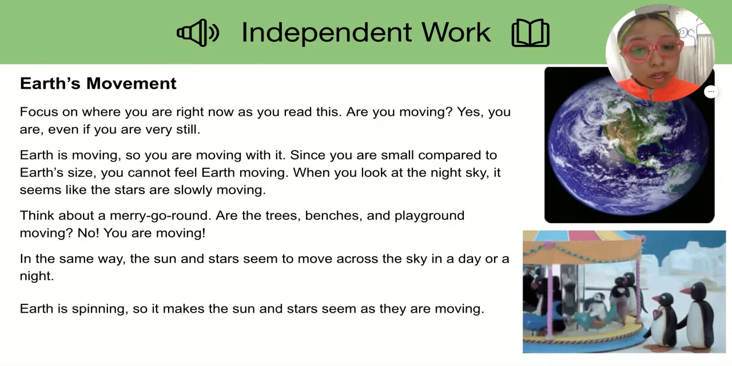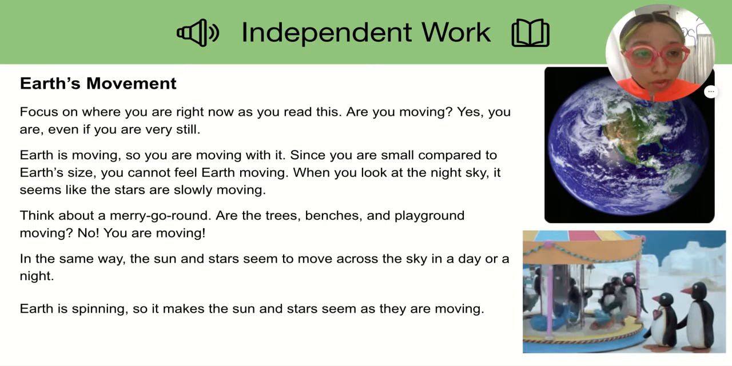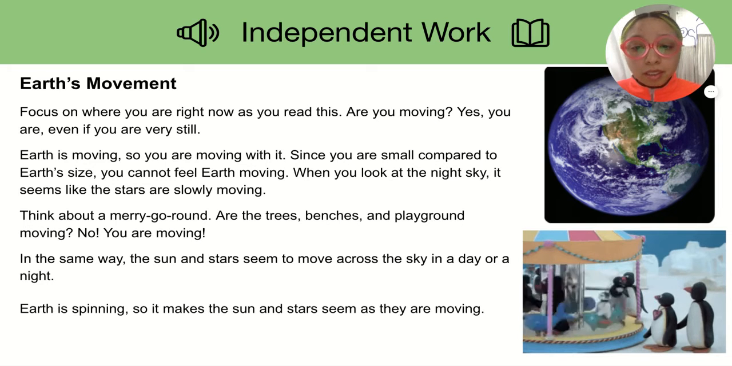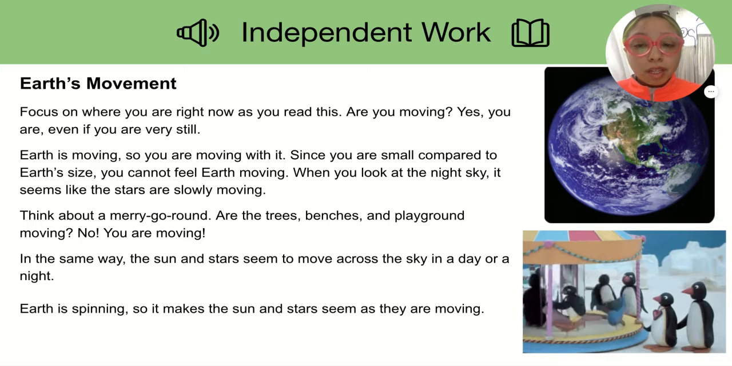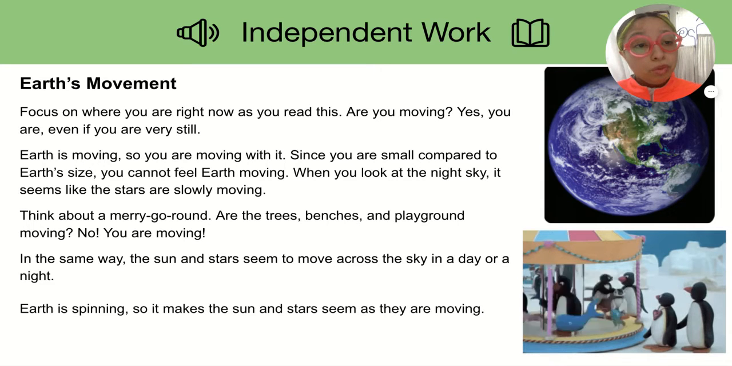Think about a merry-go-round. Are the trees, benches, and playground moving? No, you are moving. In the same way, the sun and stars seem to move across the sky in a day or night. Earth is spinning, so it makes the sun and stars seem as if they are moving.